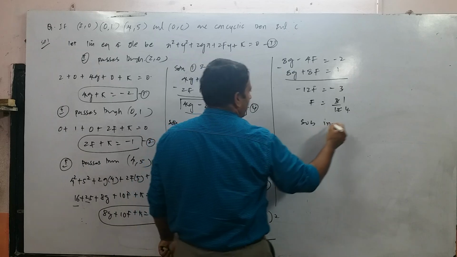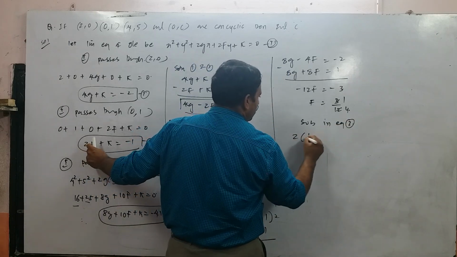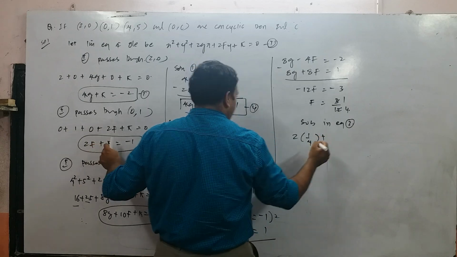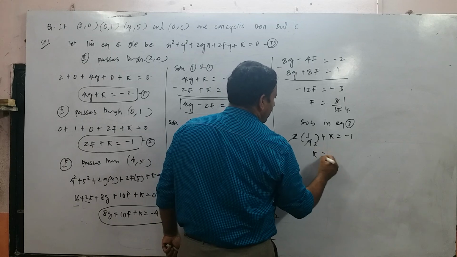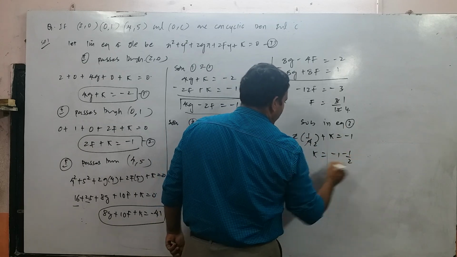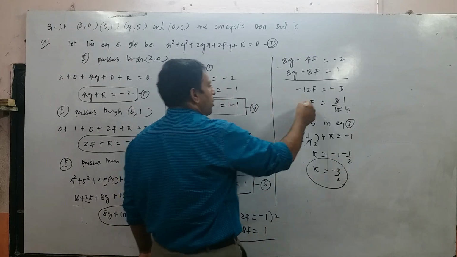In equation 2, what will you get? 2 into f, that is 2 into 1 by 4, plus k is equal to minus 1. 2 1s are 2, 2 2s are 4. k is equal to minus 1 minus 1 by 2. k is equal to minus 3 by 2. You got the value of k. You got the value of f.